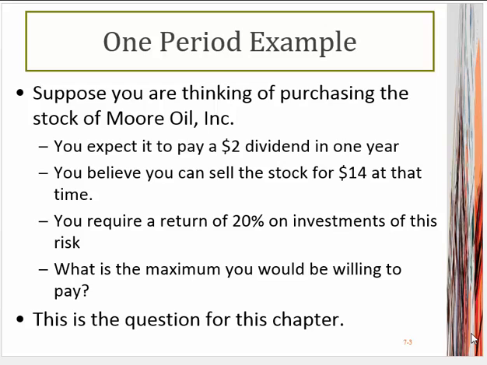So let's say you're thinking about buying a stock, and you expect that you're going to receive $2 in dividends in 1 year. You think you can sell the stock for $14 at the end of that time frame. You require a 20% rate of return on your investments. So the question we have, and this is the question of the chapter, is what is the maximum that you'd be willing to pay to purchase this stock?